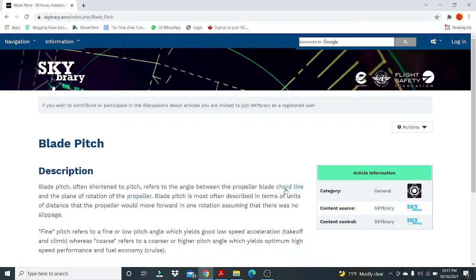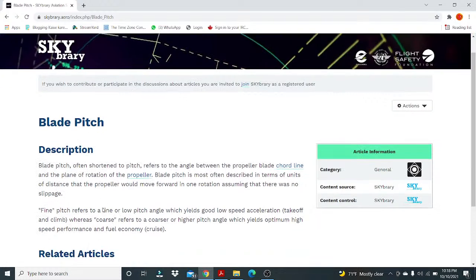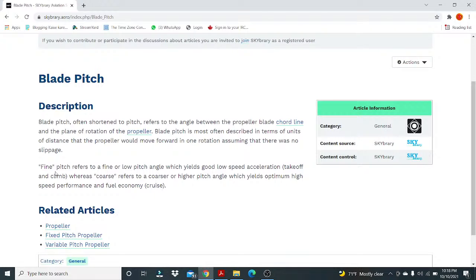Blade pitch is the angle between the propeller blade chord line and the plane of rotation of the propeller. Blade pitch is often described in terms of units of distance that the propeller would move forward in one rotation, assuming that there was no slippage. Fine pitch refers to a fine or low angle, which yields good low speed acceleration, takeoff and climb, whereas coarse refers to a coarser or higher pitch angle, which yields optimum high speed performance and fuel economic cruise.